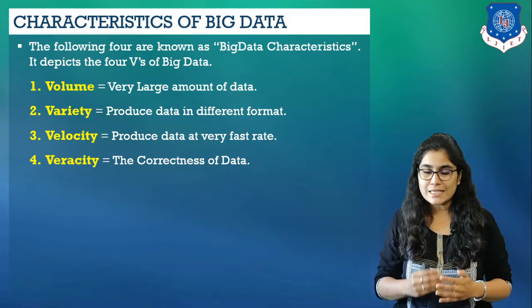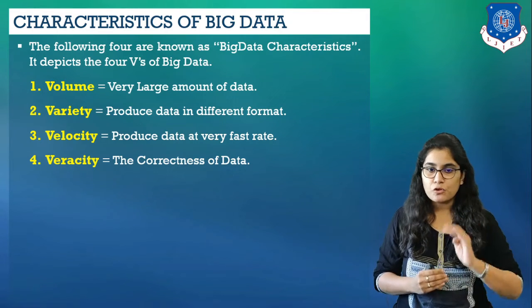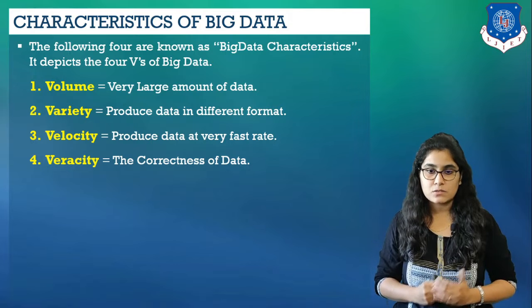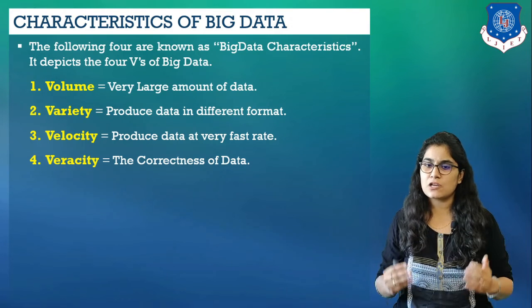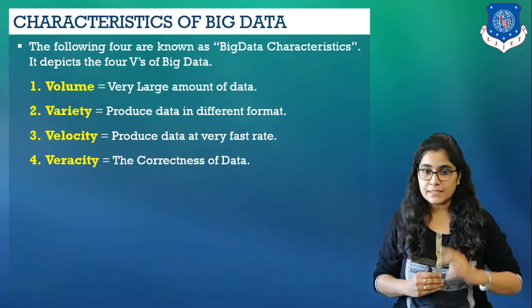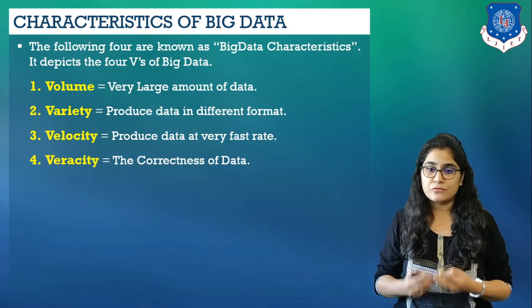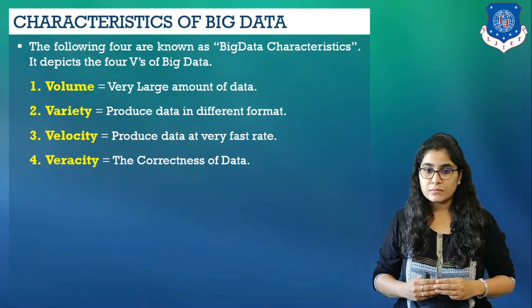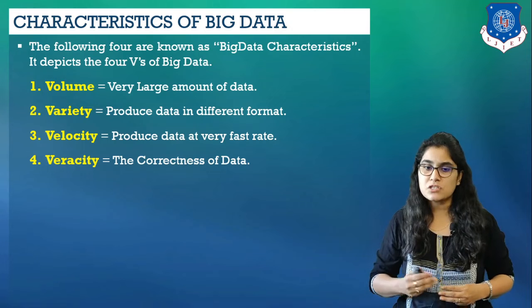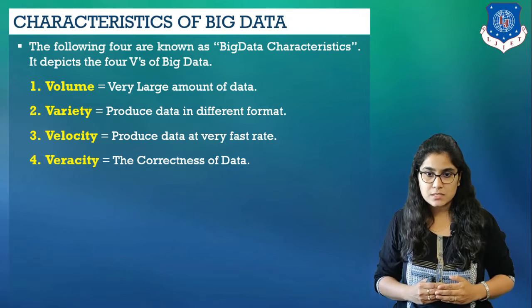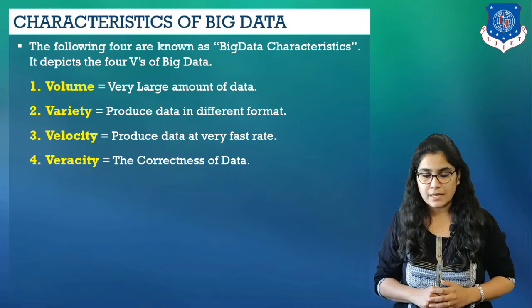So to sum up, we can say big data has four major characteristics. That is volume, which stands for very large amount of data; variety, that produces data in different formats; velocity, that produces data at very fast rate; and fourth is veracity, that is the correctness of data.